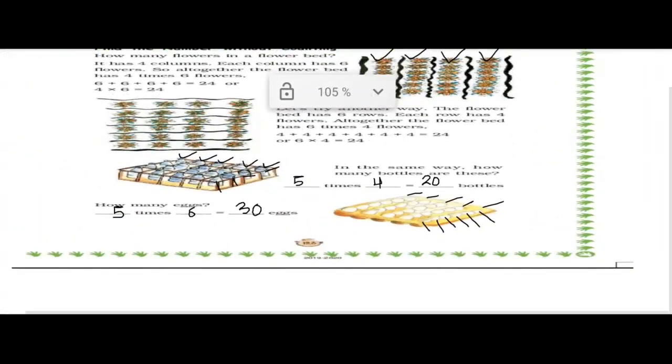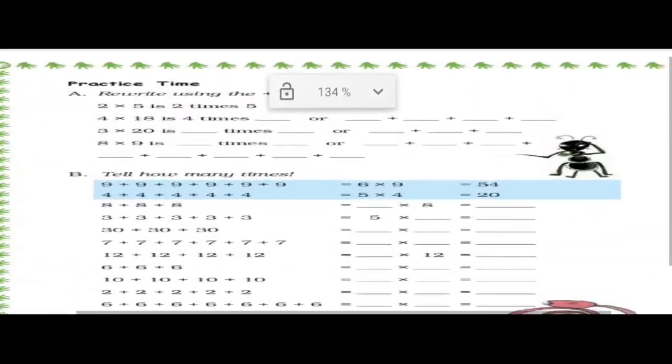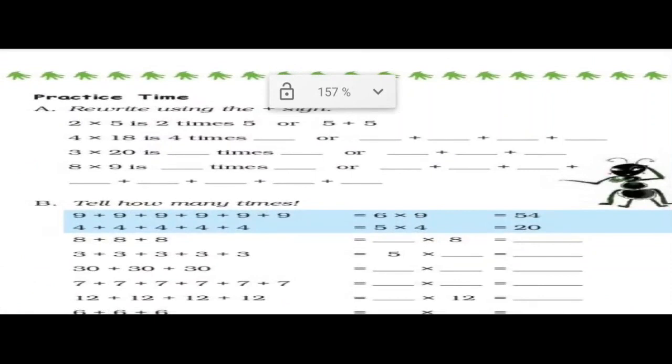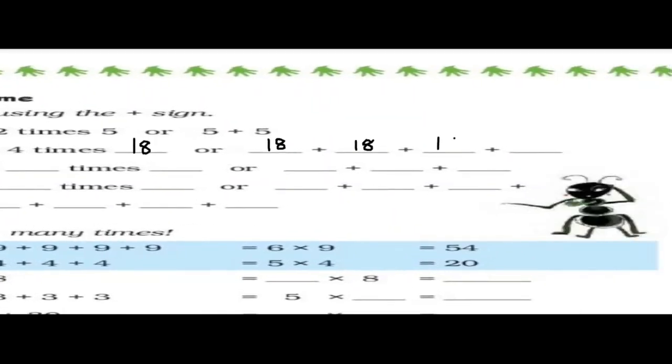Yes. Now, next children, it's practice time. Same thing we will do, looking at the question. 2 into 5 is 2 times 5 or 5 plus 5. Now we will do 4 into 18. That is 4 times. 4 into 18 means 4 times 18, or we will write 18 four times: 1 time, 2 times, 3 times and 4. So we are writing 4 times 18.